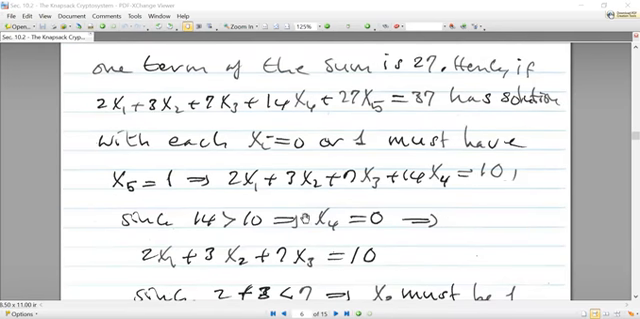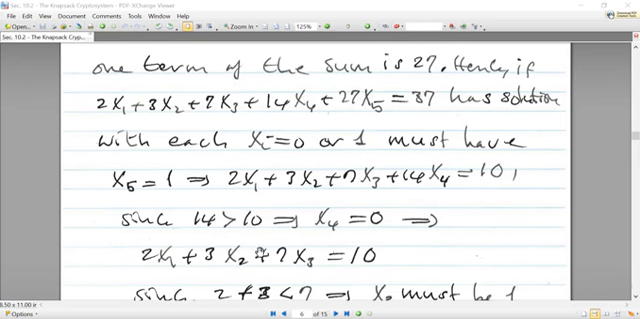So here it is. We obtain x5 to be 1. And by substituting x5 equal to 1, we come up with another equation by subtracting the 27 to the other side of the equation. Then we have 2x1 + 3x2 + 7x3 + 14x4 = 10. Then we repeat this process.